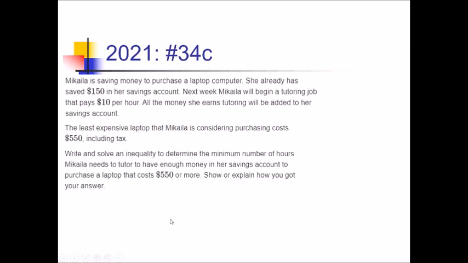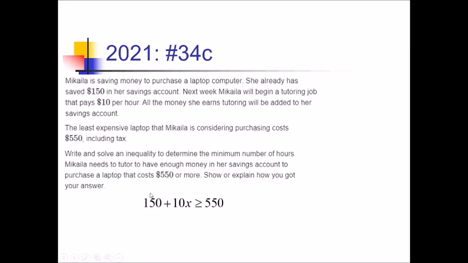So to start this one off, I'm going to take the expression that we just wrote representing how much money Michaela has after X hours. So 150 plus 10X, and we want this to amount to at least $550. So that means that whatever this comes out to, it must be greater than or equal to 550. So that's the inequality that we now have to solve.